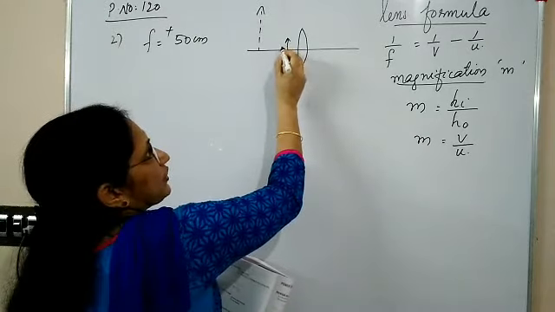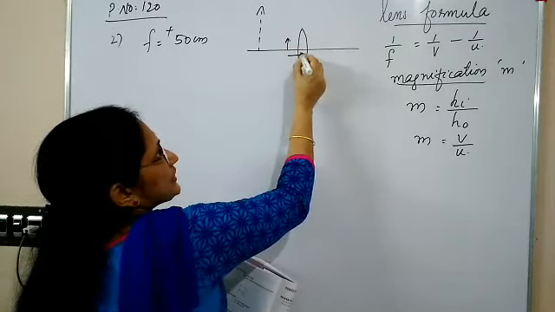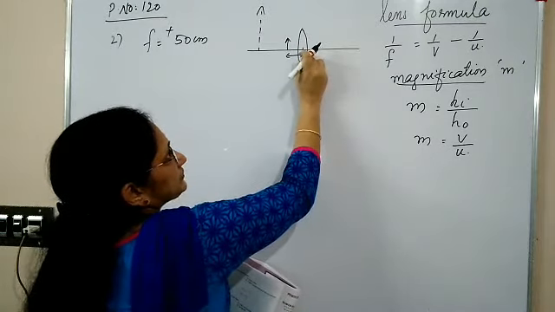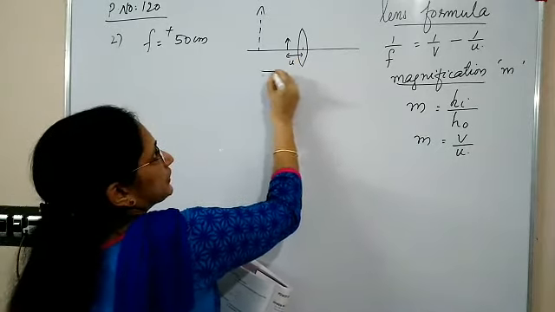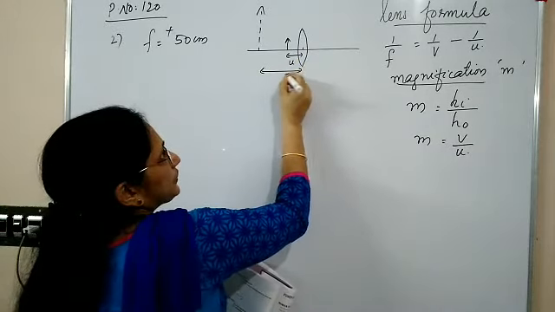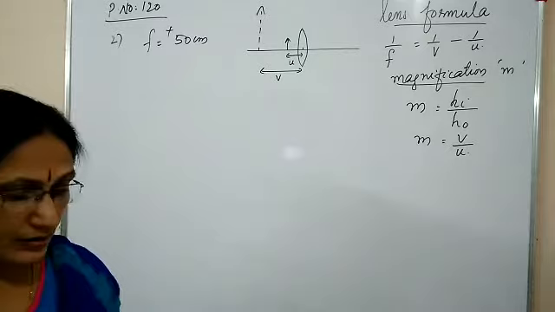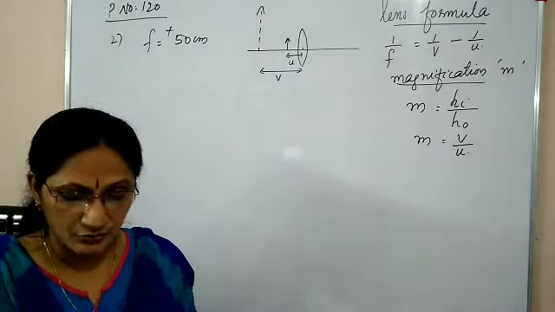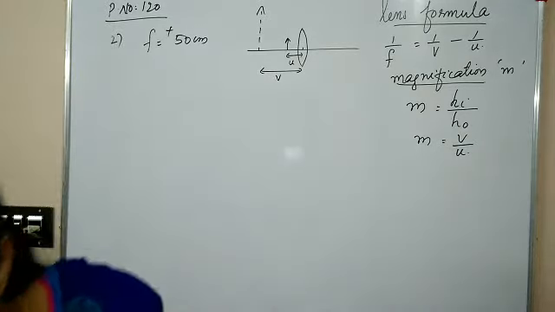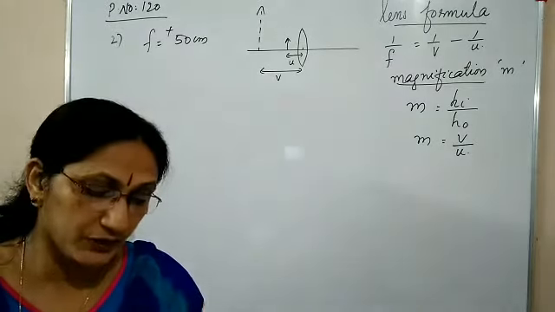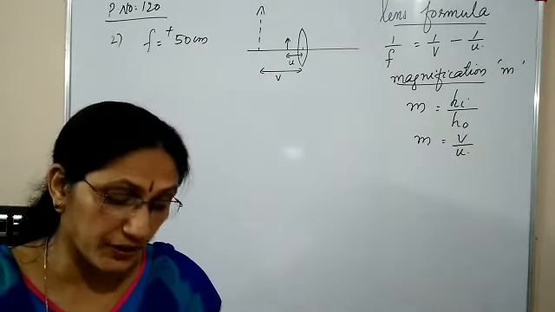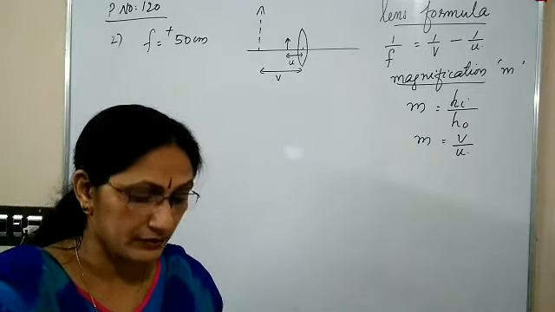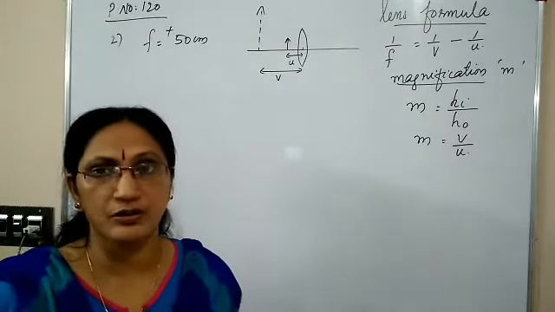Then where should an object be placed to get a virtual image twice the size of the object? Means the distance of the object from the optical center you have to find out. Only focal length is given. It is 50 centimeter. Where should an object be placed to get a virtual image whose size is twice the size of the object? Height of the image is double the size of the object.